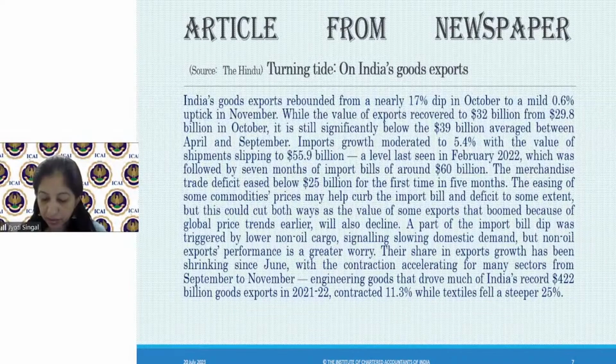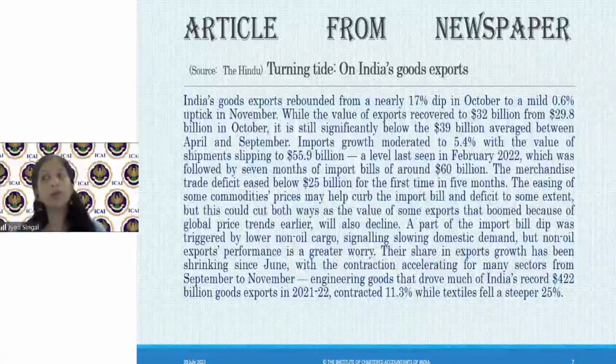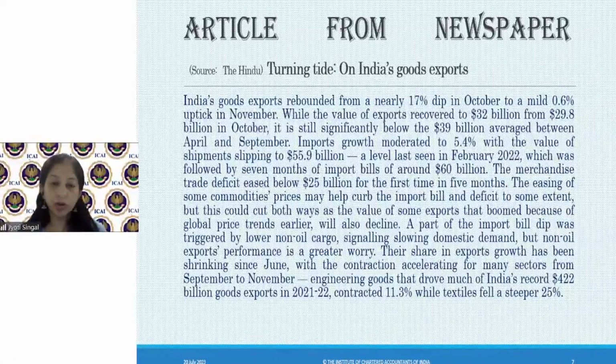Apurva, it's very difficult if I keep explaining the meanings like this. Non-oil cargo is things which are being transported, which is non-oil, any other goods.